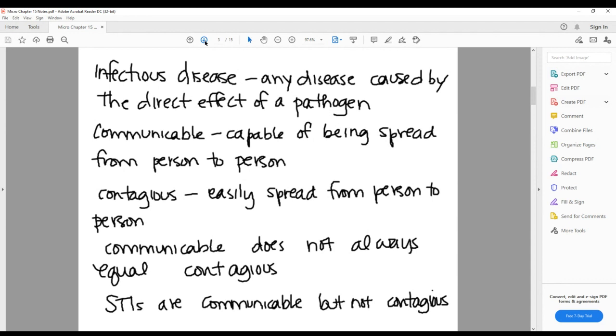So when we talk about something being contagious, it's something that's easily spread. Something like the measles that's spread by droplets, chicken pox spread by droplets. And we can measure the contagiousness of a disease by a specific measurement called the R-naught. We'll talk about that as we get to the end of the semester and we talk about epidemiology. We'll talk about determining if a communicable disease is contagious or not by its R-naught factor.